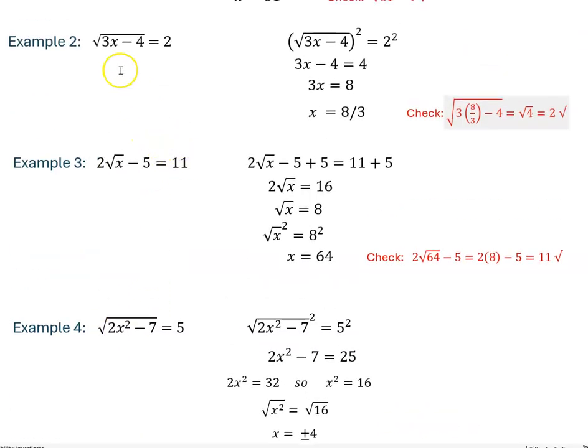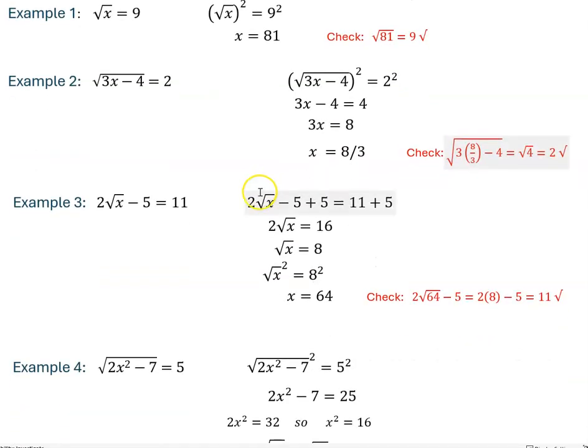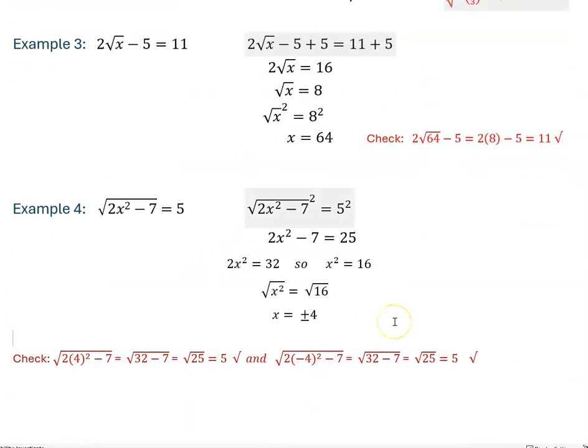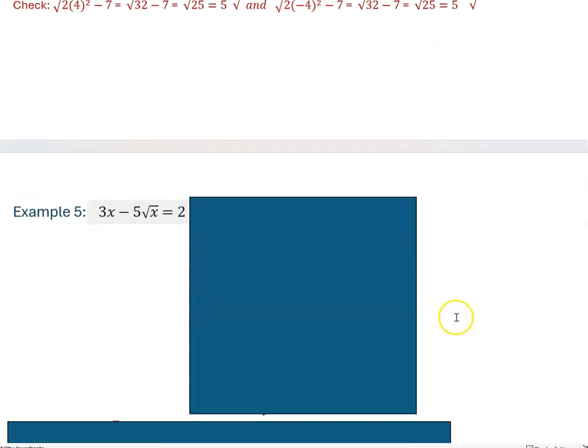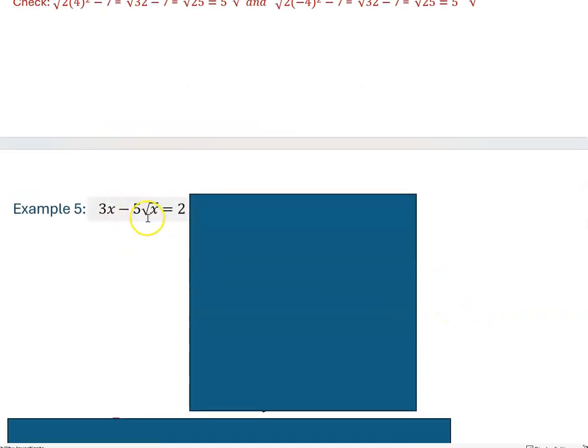Up here we had x to the first power, x to the first power, and so forth. But when we get x to the second power, it makes sense that we're going to get two solutions. Okay, here's the most complicated one, because see how complicated this is? We got this x in here and we got this other stuff.